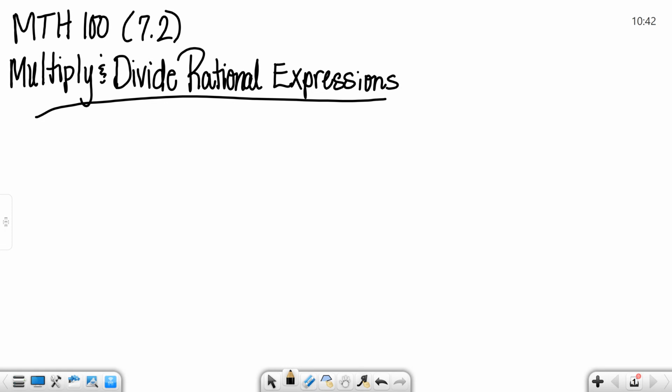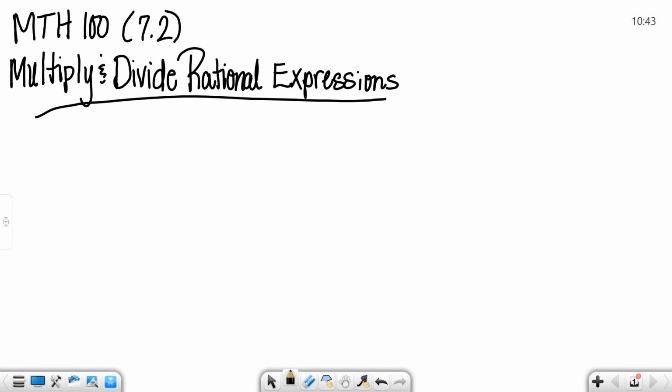Math 100, Lesson 7-2, multiply and divide rational expressions. So in section 1, we simplified our rational expressions, and now we're going to take two rational expressions and multiply them together or divide them by each other.